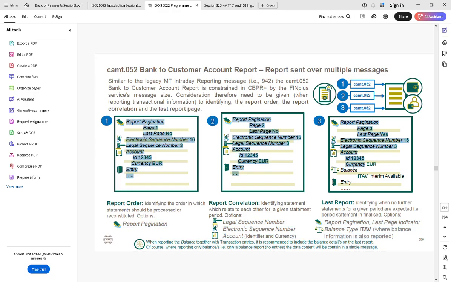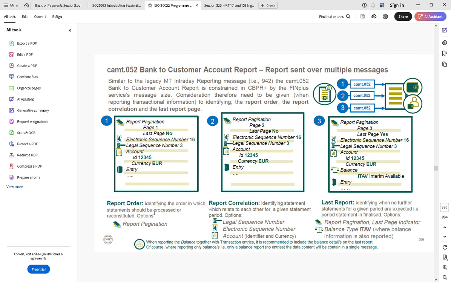These things are not meant to be kept in memory for your payment cycle, but at least we are aware that CAMT.052 contains interim bank reports, intraday reports, and it contains the balance report as well. So keep these things in mind apart from other things.